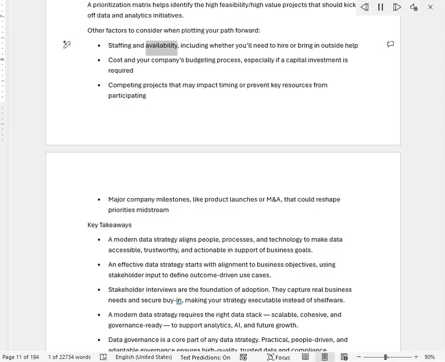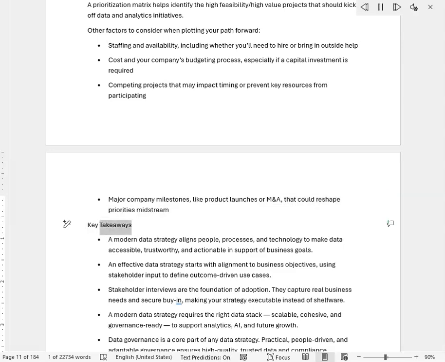Staffing and availability, including whether you'll need to hire or bring in outside help. Cost and your company's budgeting process, especially if a capital investment is required. Competing projects that may impact timing or prevent key resources from participating. Major company milestones, like product launches or M&A, that could reshape priorities midstream.